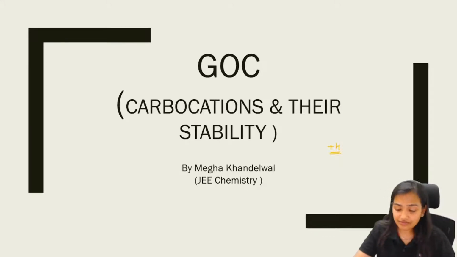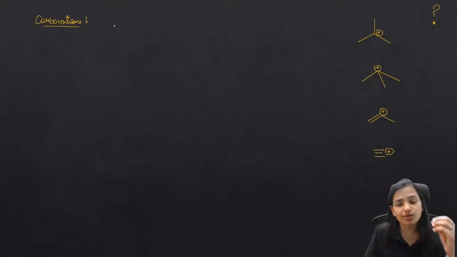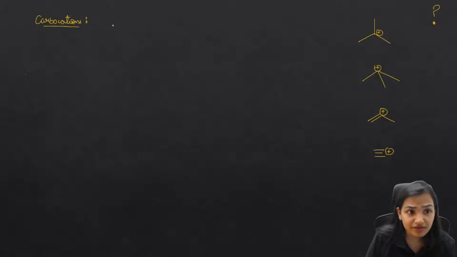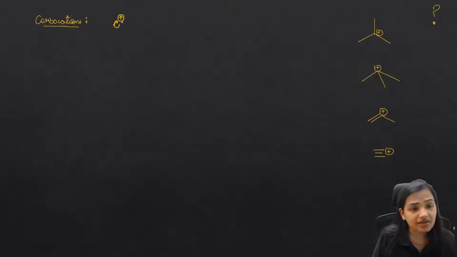Okay, so here we begin, guys. First of all, I will be telling you what carbocations are. Whenever we see a positive charge over a carbon, it is considered to be a carbocation. When it is a carbon with a positive charge, it is expected to be bonded with 3 atoms and there is a positive charge.